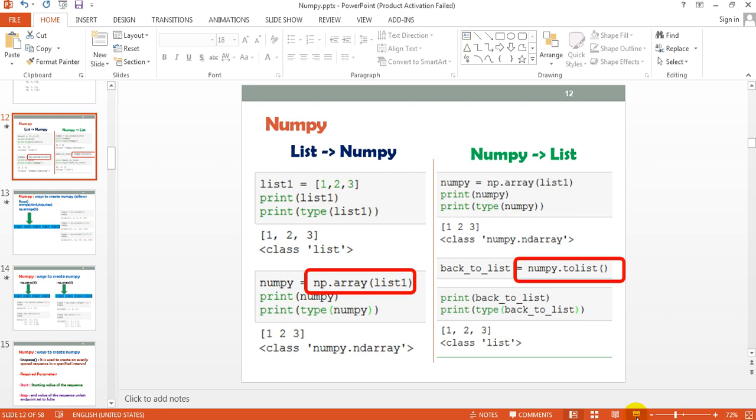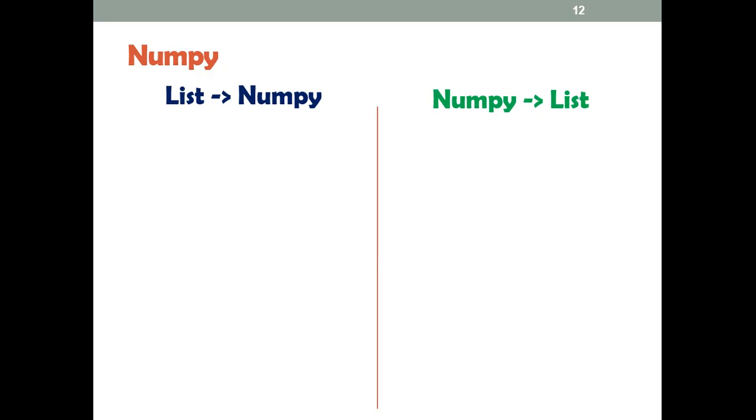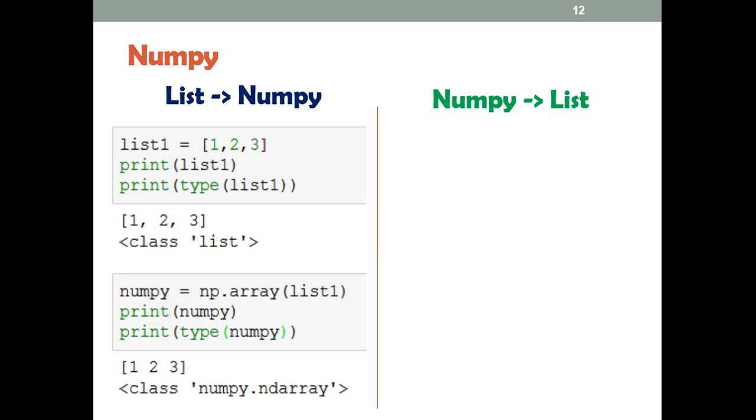Hello coders. Now let me see the different ways to create a NumPy array. Before I start, I want to show you how to convert a list to NumPy and NumPy to a list. Here you can see I have taken list1 as a variable with values 1, 2, 3.